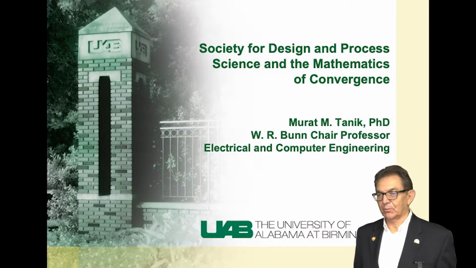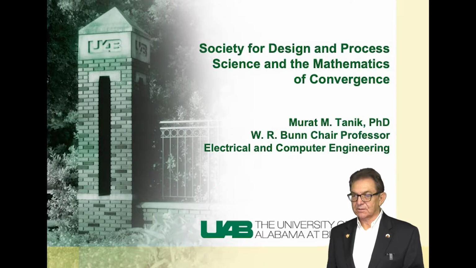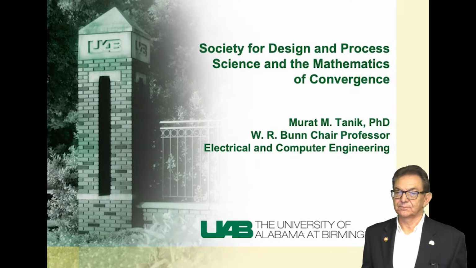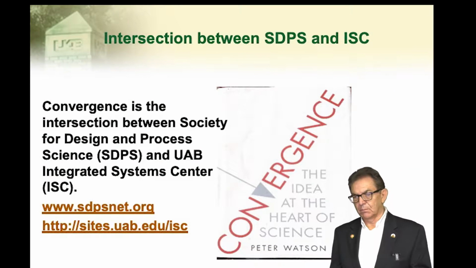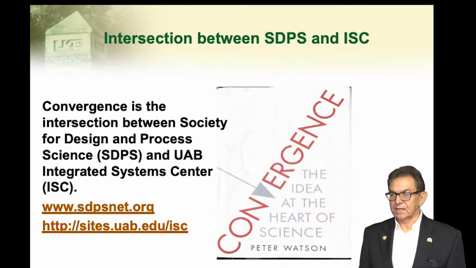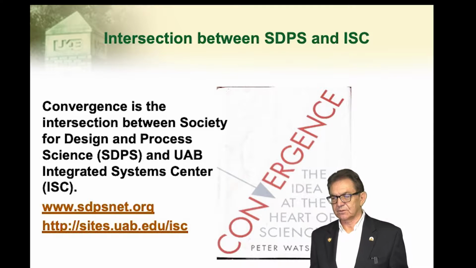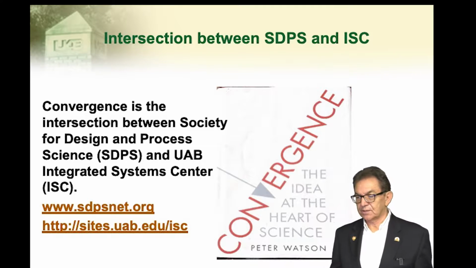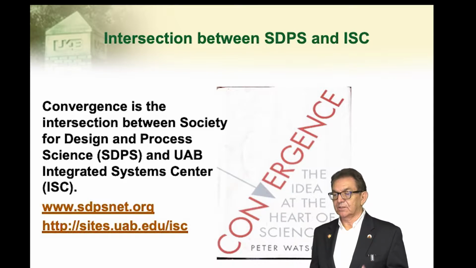Today I'm going to talk about Society for Design and Process Science and the mathematics of convergence. Convergence in our mind is the intersection between Society for Design and Process Science and the UAB Integrated System Center. The history of convergence is articulated in this book, The Idea at the Heart of Science.